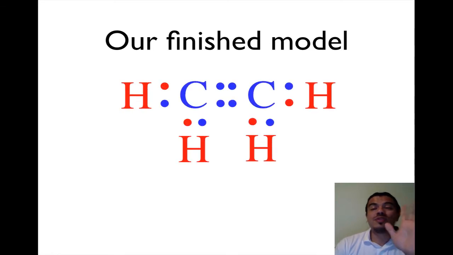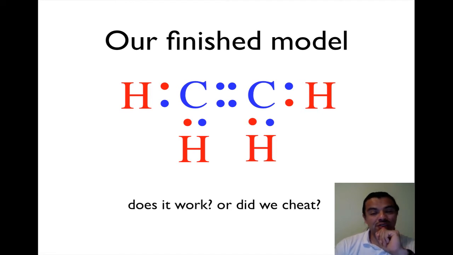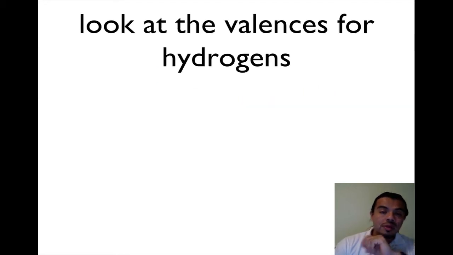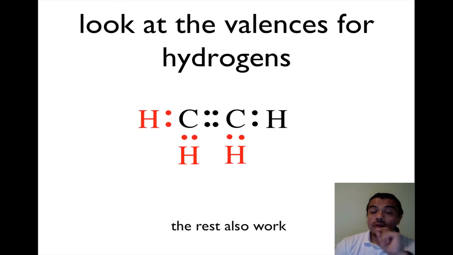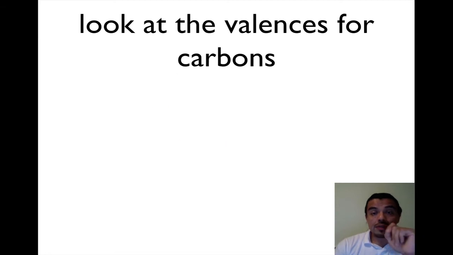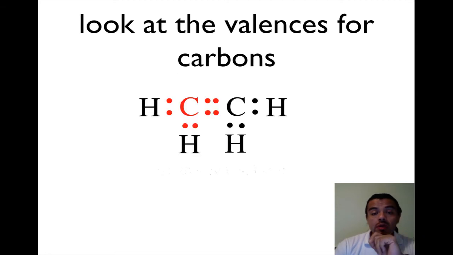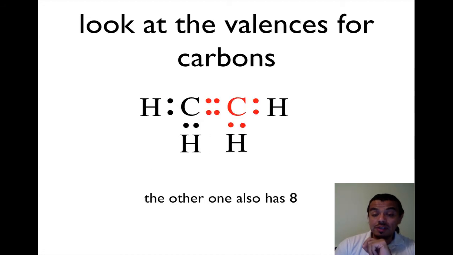Now, as soon as you look at this, you're going to ask yourself, okay, does it work or did we cheat? Well, let's think about this for a second. If we look at the valences for the hydrogens, the first hydrogen works, and the rest also work. Okay. If we look at the valences for the carbons, the first carbon has 8, as does the other one. So it looks like they all work.